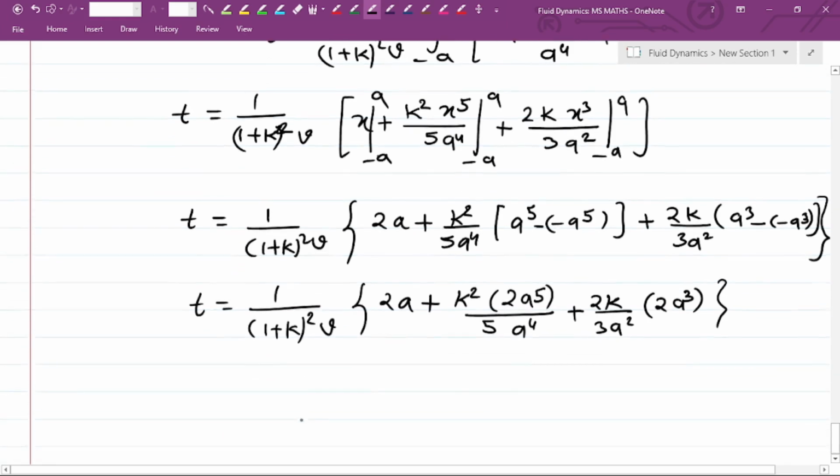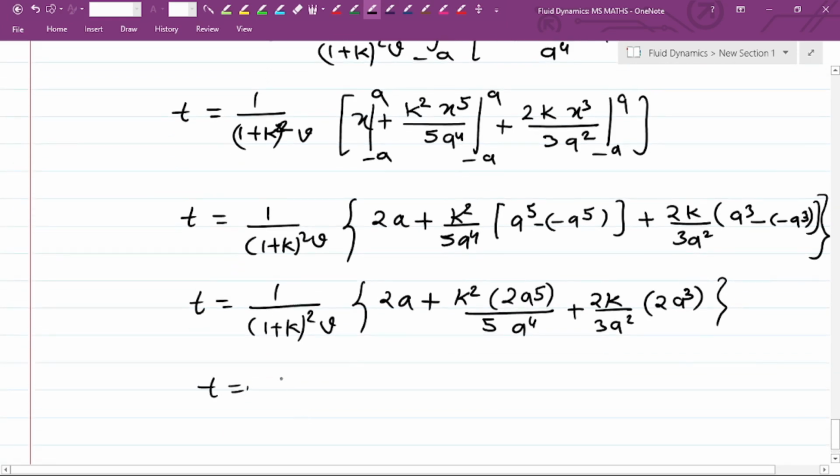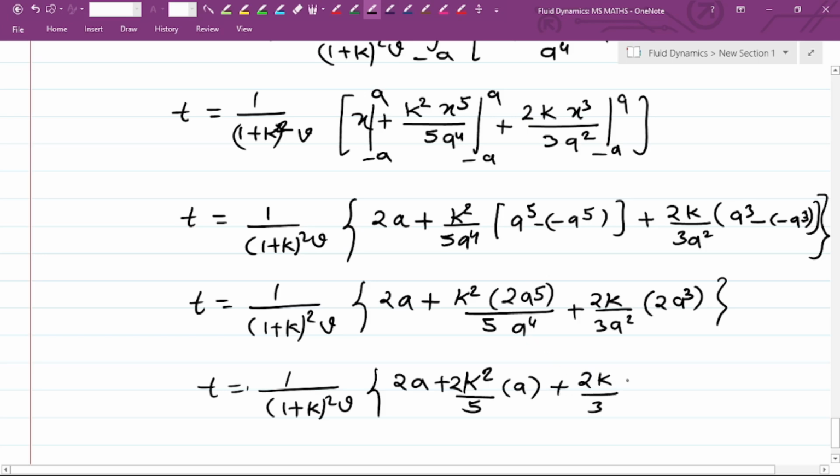Then we can write t equals 1 upon 1 plus k whole square into v, times 2a plus 2k square upon 5 into a, plus 2k upon 3 into a. So this we can find.